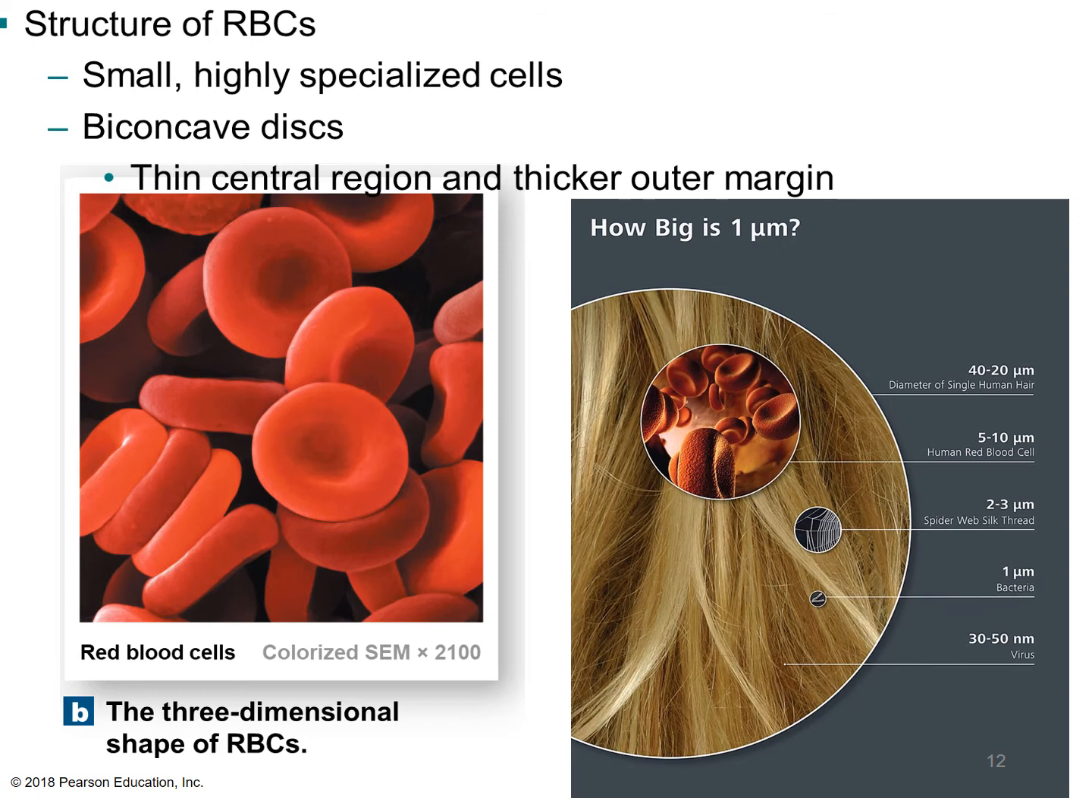This is why whenever you're looking at the slides in lab, you will notice sometimes that the red blood cells look kind of hollow in the center. It's not that they're hollow, it's just that the stain is not going to be picked up on that biconcave shape within the center as much as it will on that thicker outer margin. So that's why it looks like that on the slide. You can see here that they are very small if we're comparing it to something like a piece of hair. The red blood cell is significantly smaller than that hair.